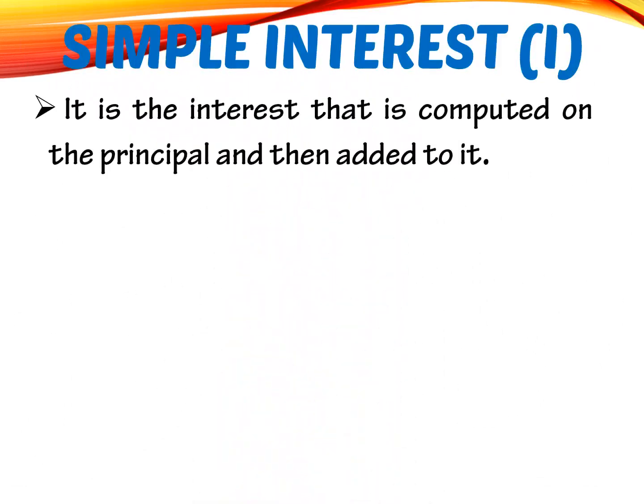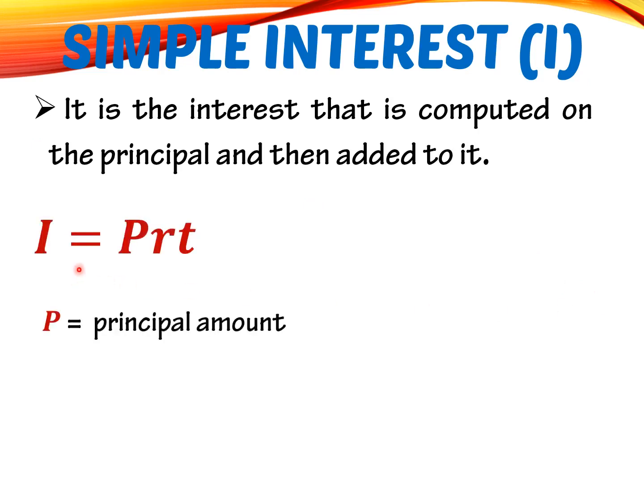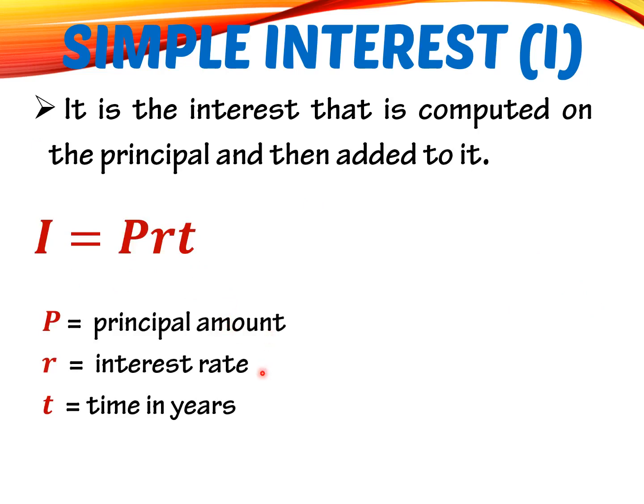Interest can either be simple or compounded. For simple interest, denoted by capital I, it is the interest that is computed on the principal and then added to it. And the formula is I equals P times R times T, where P is your principal amount, R is your interest rate, and T is the time expressed in years.